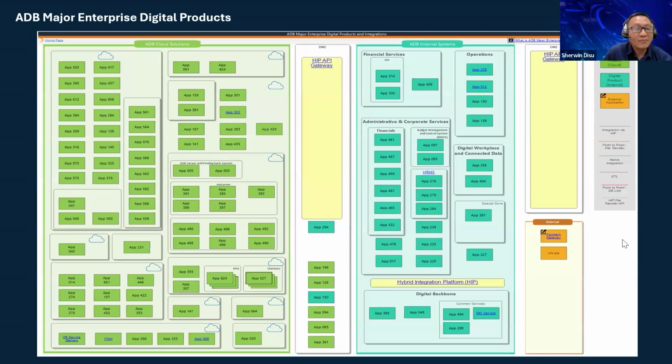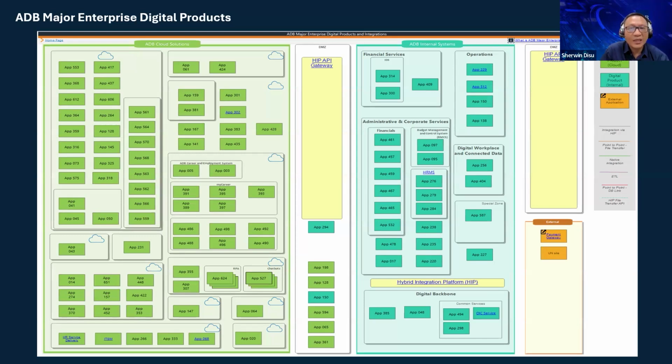So this is ADB's major enterprise digital products. On the left are the cloud solutions grouped by cloud hosting provider, while on the right-hand side are digital products hosted on-prem in ADB HQ. By looking at the diagram, we can infer that around 60 to 70% of the digital products are already on the cloud. Looking back 5 years ago, I believe we were only at 10% where solutions are in the cloud.